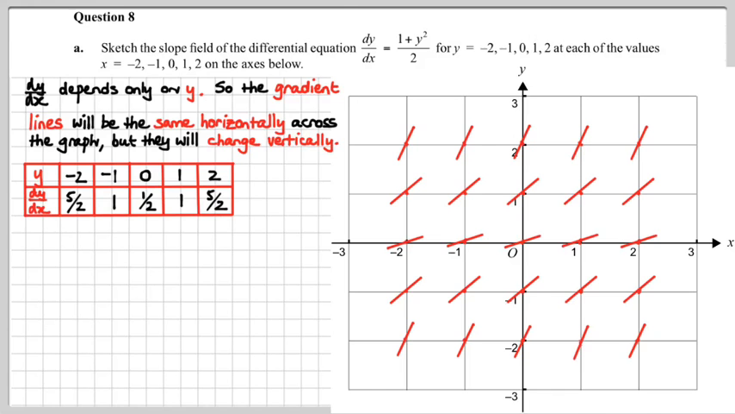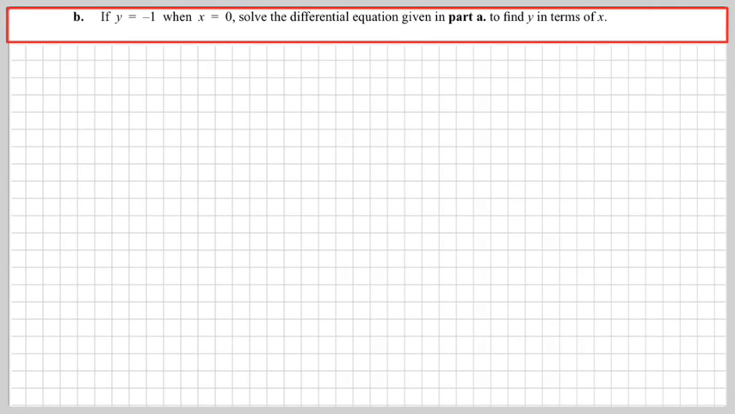So let's go over the screen. Alright, now, this is an analytical part. We've got to solve this for y is minus 1 and x is 0. Solve the differential equation given in part A to find y in terms of x. Yeah, well, we can do that, guys. No problem. Fasten your seatbelts. Now, what are you going to do with that? Come on, you tell me. Yes, did you say you're going to flip it? Well, that's what I'd be doing, flip it, and then solve for x in terms of y, and then rearrange it to get y in terms of x.